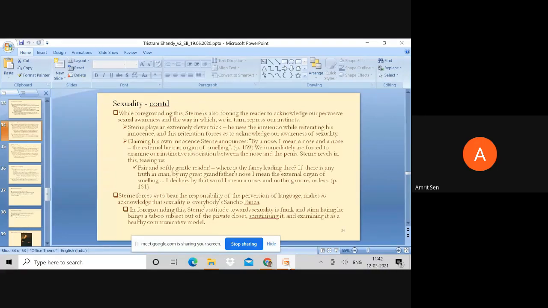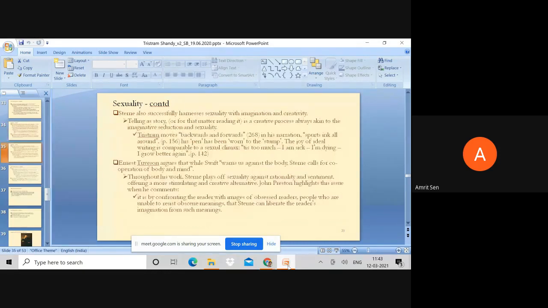So Sterne forces us to bear the responsibility of the perversion of language, makes us acknowledge that sexuality and sexual consciousness is present within each of us, and therefore he's frankly raising it and stimulating it, trying to bring this taboo subject out of the closet into our greater consciousness. And he's also harnessing sexuality with imagination and creativity, right? Just look at the double entendre. He's talking about backwards and forwards movement, spurting ink all around, the pen worn to the stump, and so on and so forth. You can read from the passage.